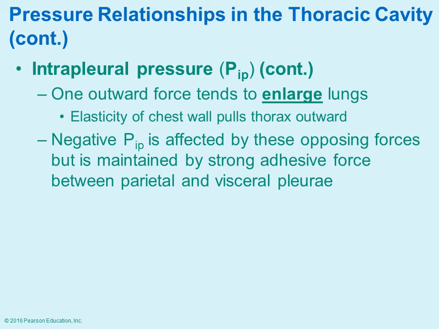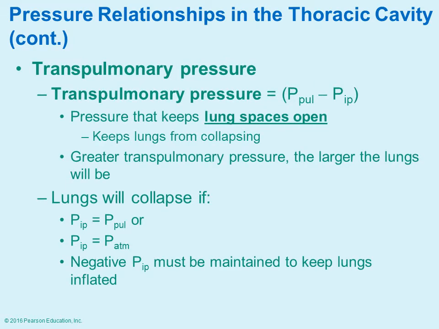You're going to see movement of the thoracic cage, and the volume of that is going to change. So you have opposing forces here. Some things are trying to increase the pressure, some are trying to decrease the pressure. These opposing forces are working together to maintain the proper pressure within that pleural cavity. Transpulmonary pressure is the pressure that's going to keep those lung spaces open and keep the lungs from collapsing.